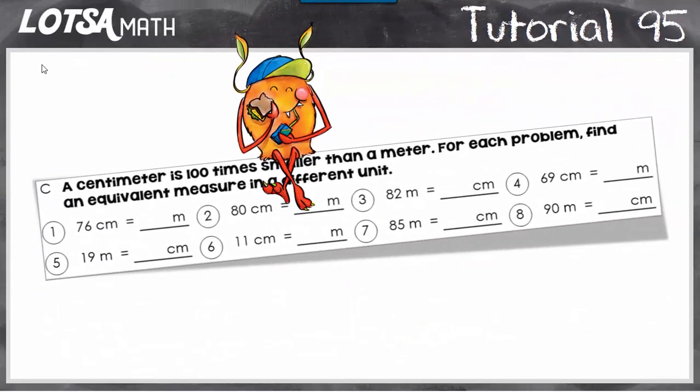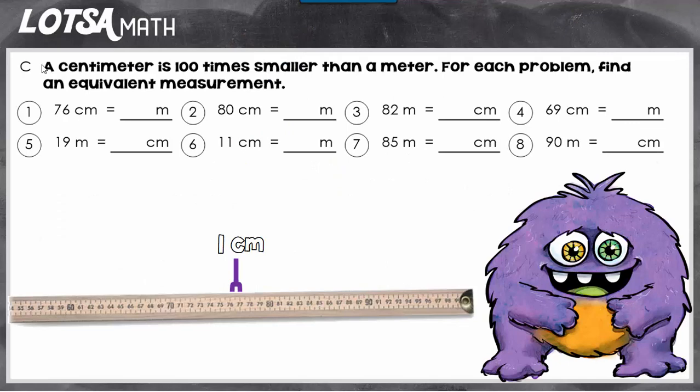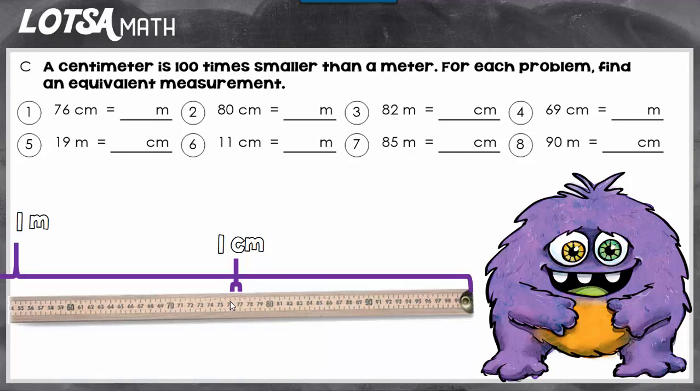For these questions, we're going to convert different measurements. The directions tell us a centimeter is 100 times smaller than a meter. If you look, you can see that in between each of these little numbers is 1 centimeter. If you get 100 centimeters and you line them all up, you now have a meter.